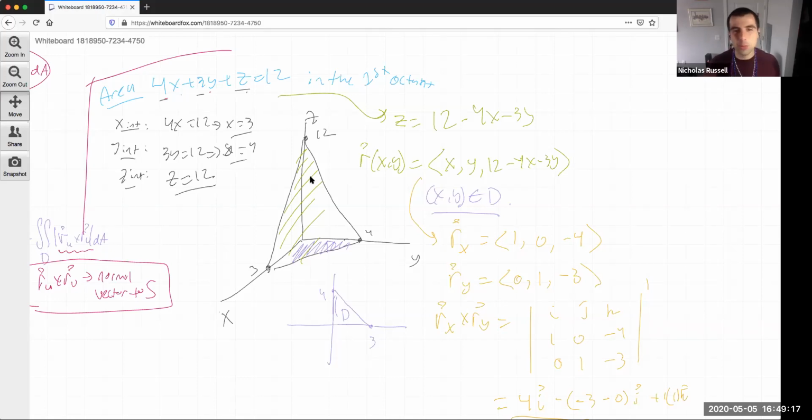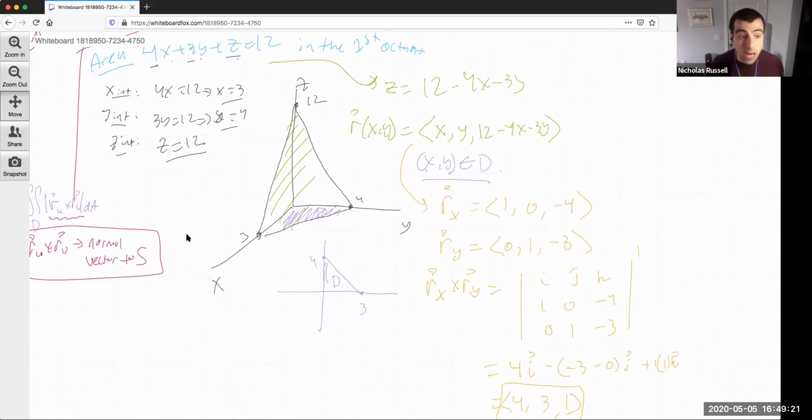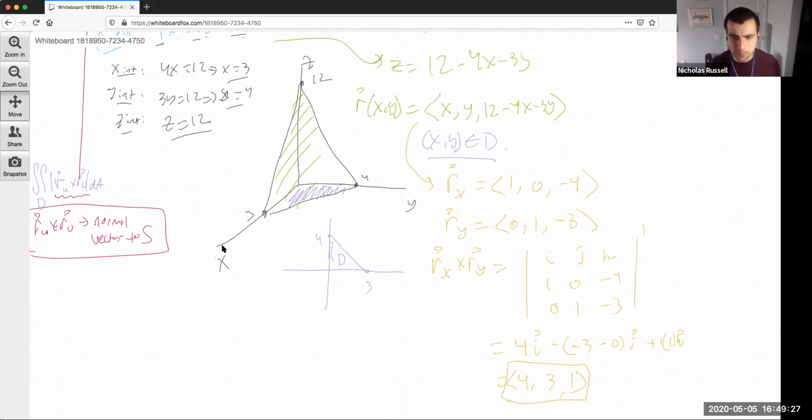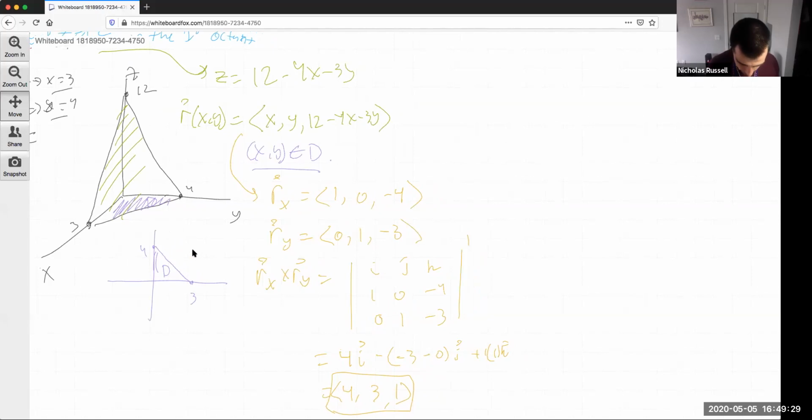Now, you get it. So I'm now going to try to evaluate this. I need to calculate the magnitude. So I'm going to come back up here. I want to calculate the magnitude of this, so the magnitude of Rx cross Ry.